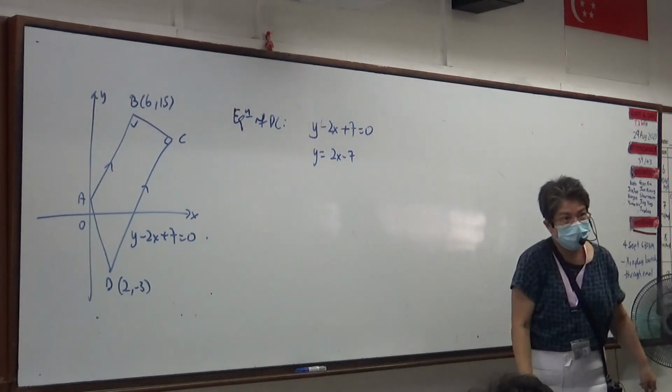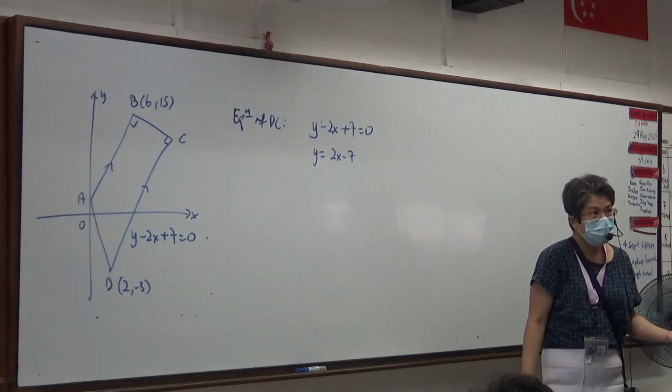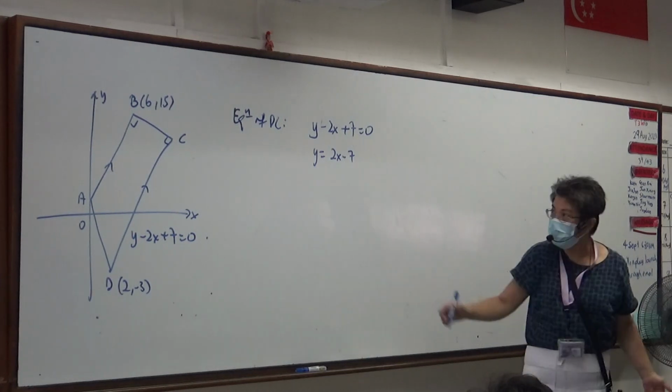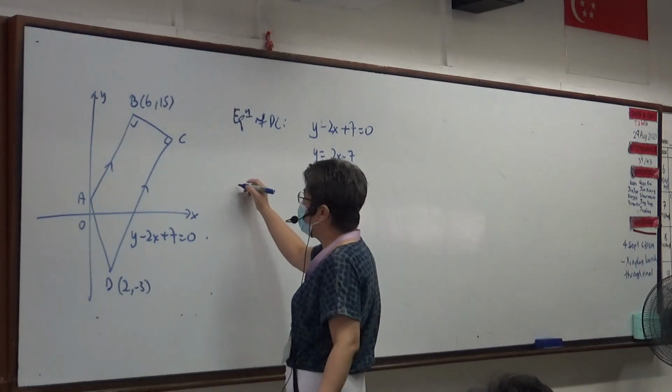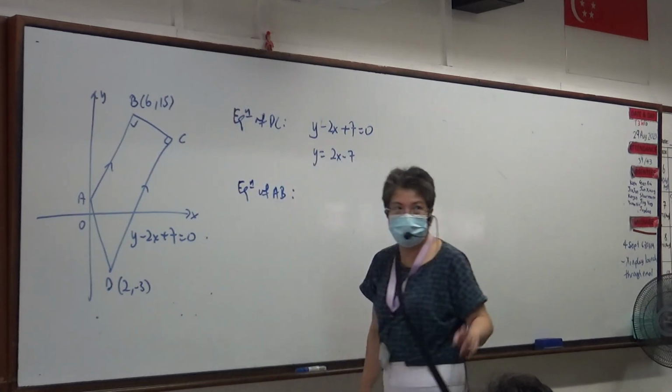2x minus 7. Are we okay? What is supposed to find? Tell me again. Equation of what? AB. So, equation of AB.